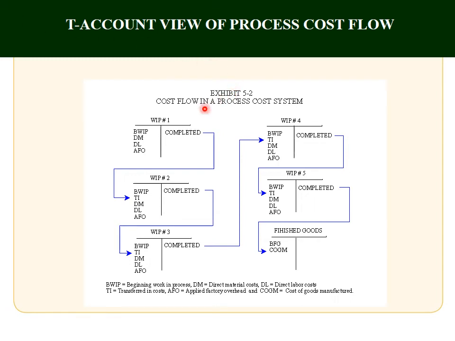Let's look at it with the T account view. By the way, BWIP is beginning work in process, materials, labor, and applied fixed overhead is AFO. When it's completed, we've got another beginning work in process. Add the items transferred in, materials, labor, overhead. When it's completed, the same process goes through WIP number 3, WIP number 4, potentially WIP number 5, and then we come all the way down to finished goods.